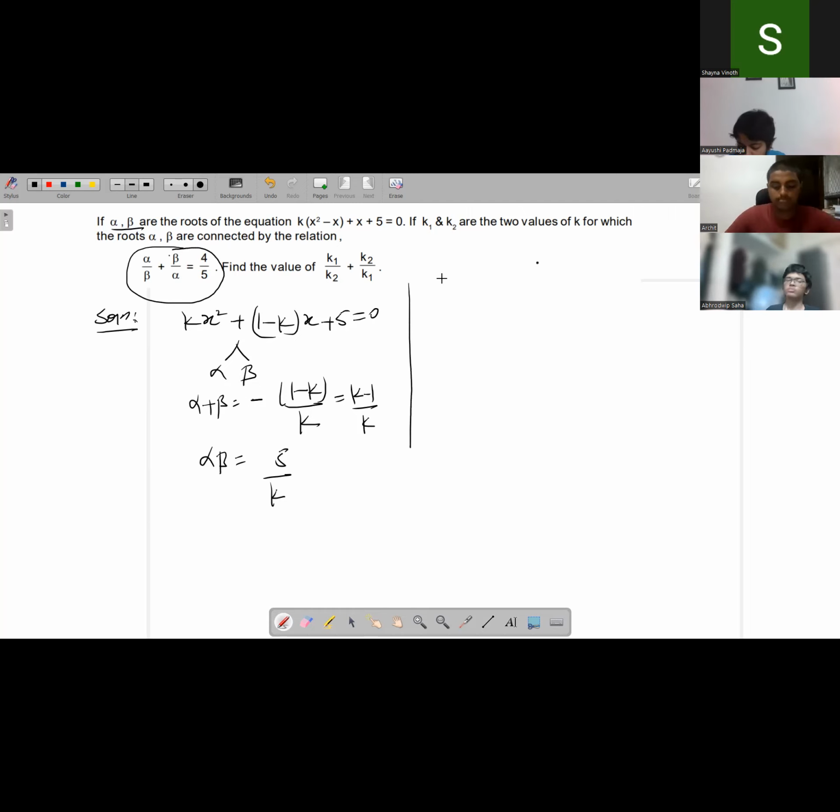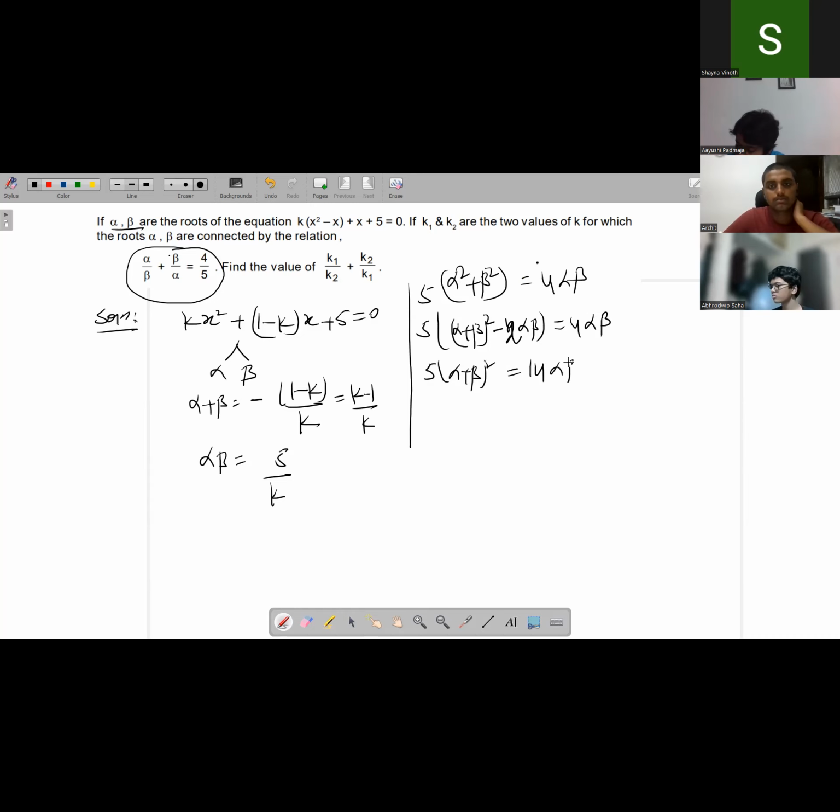So use this relation. Take LCM, alpha square plus beta square into 5, cross multiply, 4 into alpha into beta. This alpha square plus beta square can be written as alpha plus beta whole square minus 2 alpha beta, and then there is the 4 alpha beta. So 5 times alpha plus beta whole square can be written as 14 times alpha beta. Just bring this term to the right.